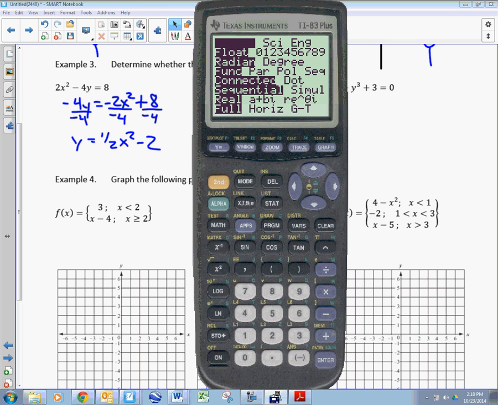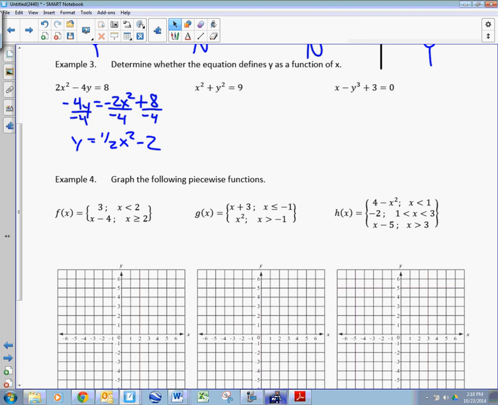So when you place it in this form, watch what happens. Give me a value for x. 4. 4 squared is 16 times 1/2 minus 2. Were you concerned that you would ever get more than one value out when you plug something in? So therefore, this is a function. It's defined as y is a function of x. So yes, this is a function. We've solved and we've got one y.